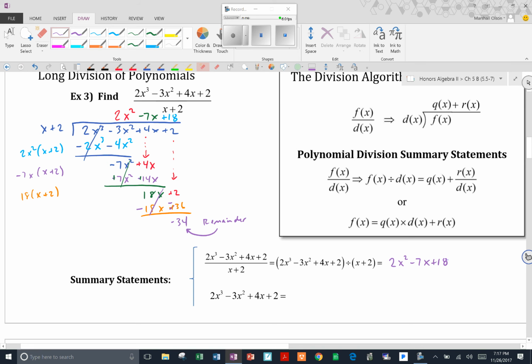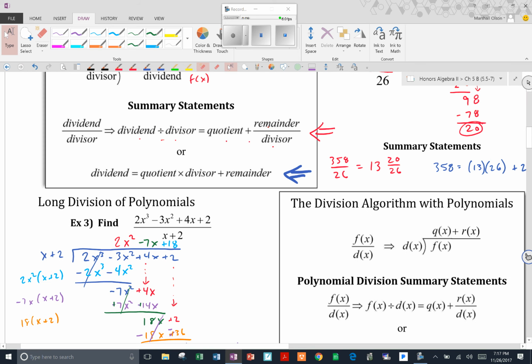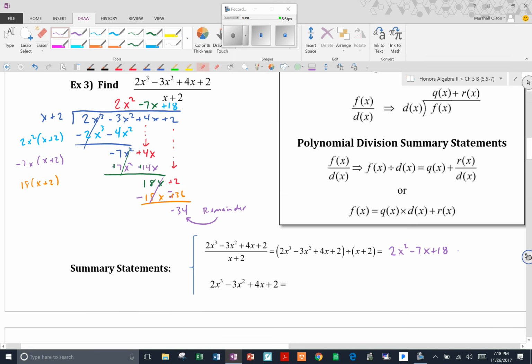And then what we'll do is we'll put, so I'm writing my first summary statement like we had right here. I already wrote the quotient. Now I'm about to write the remainder over the divisor. Okay? So plus the remainder, which is negative 34. So actually I'm going to put minus here. Minus 34 over the x plus 2.